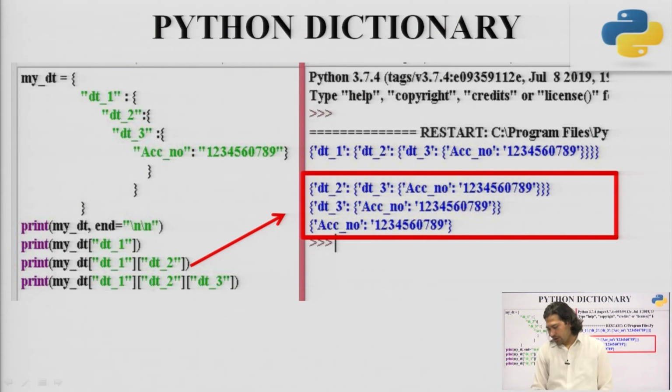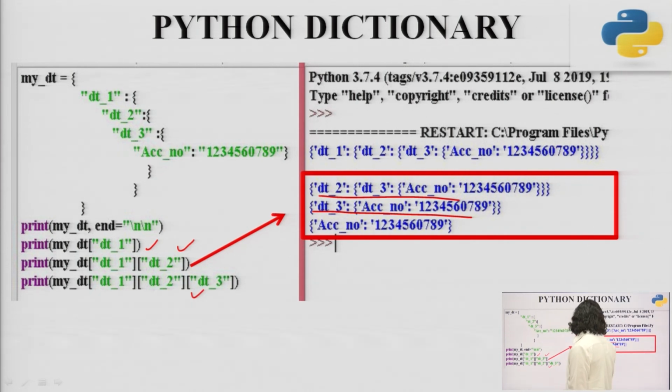So, in the output here you can see that when we are trying to access the element of the first one, we are getting a dictionary. When we try to access the second one, we are again getting a dictionary. When we try to access the last element of the dictionary, you can see that again you are getting a dictionary.